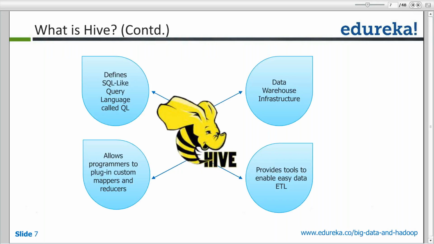Right? So Hive basically defines a SQL-like query language called HQL. H is missing from here. HiveQL. Right? It's a data warehouse infrastructure. It allows programmers to plug in custom mappers and reducers, and it provides tools to enable easy data ETL. Okay.